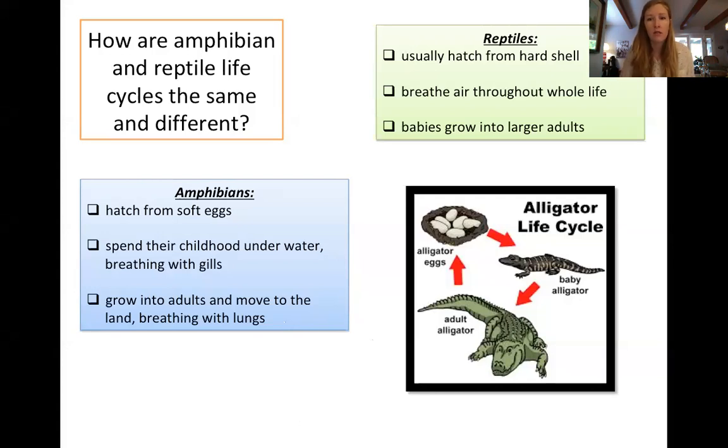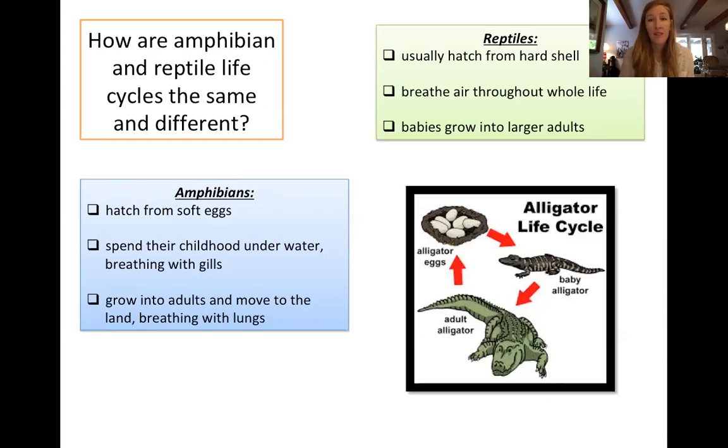How are amphibian and reptile life cycles the same and different? Well, you can see in this picture, the one with the arrows that says alligator life cycle, that the alligator does start with eggs, just like our frogs and toads did, and all other amphibians. But they look different, don't they? They're actually a harder shell, whereas the amphibians had the soft eggs. Remember, the frogs had kind of an egg mass, where toads had the chains of eggs, but they were very soft.